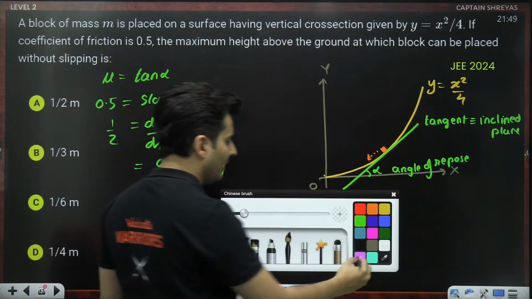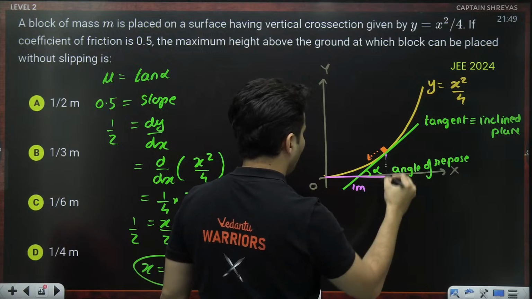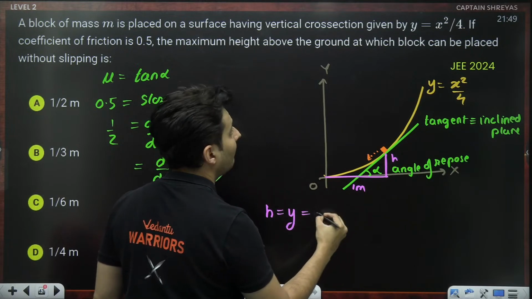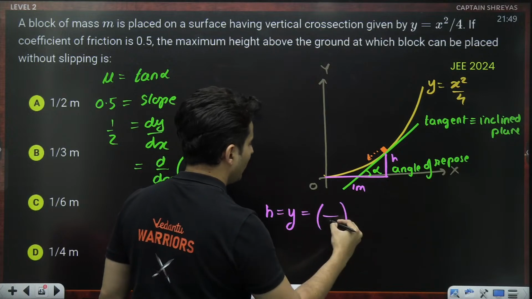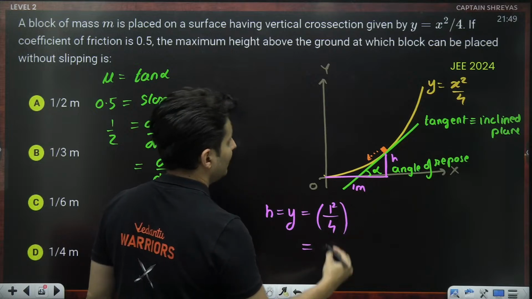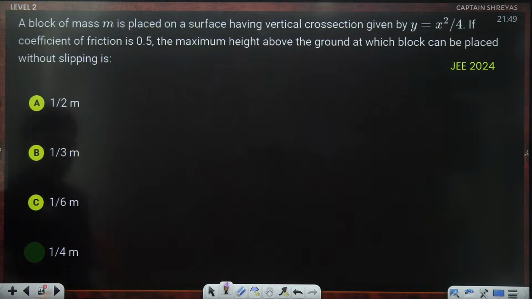So if x is 1, think about it. If the x coordinate is 1 meter, what is that height? So the height is the y coordinate, and the y coordinate is x square by 4, x being 1. So 1 square by 4. So that's it. It is 1 by 4 meter. So 1/4 of a meter, which is the D option.